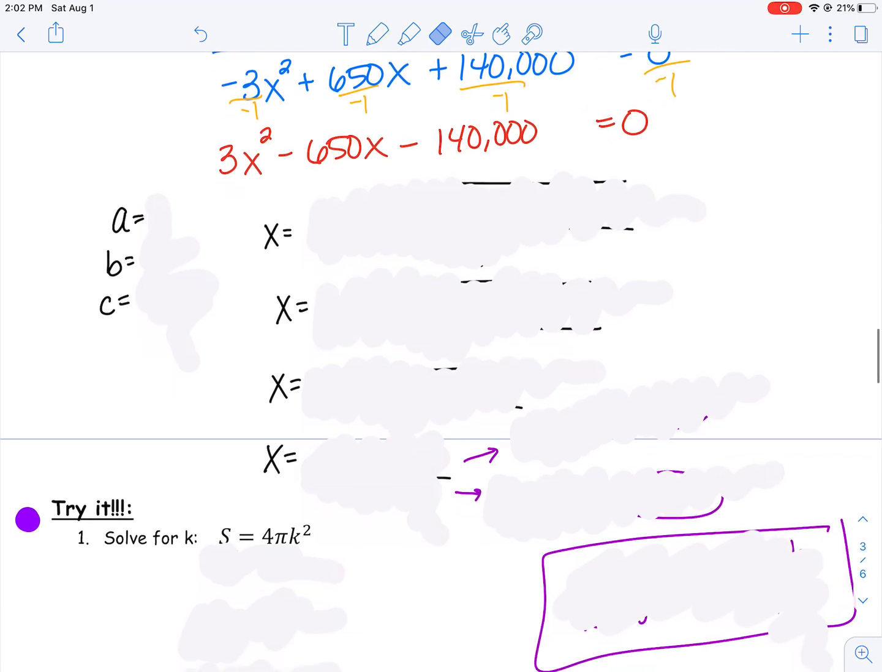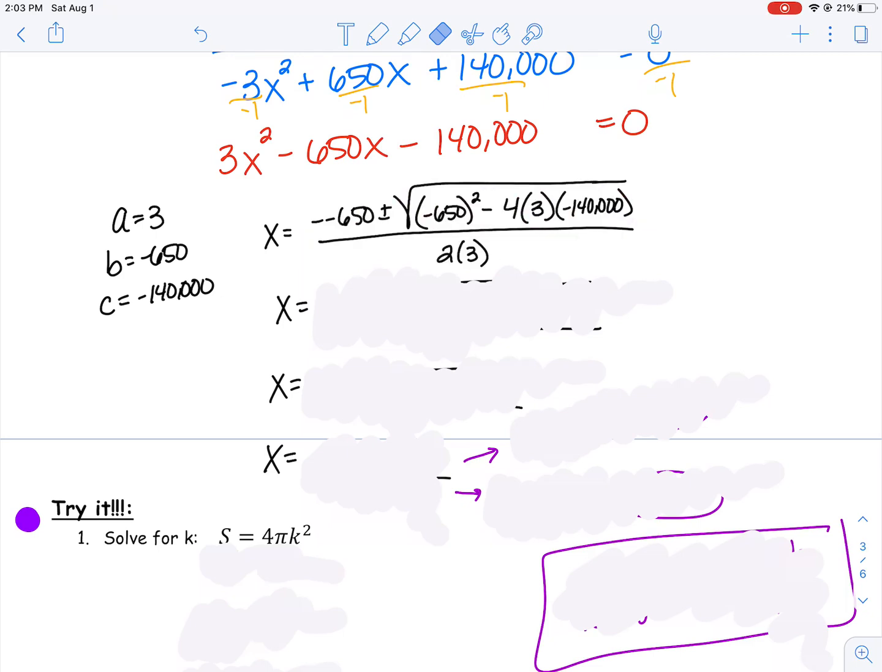So let's try that. In my quadratic equation now, my A is 3, my B is negative 650, and my C is negative 140,000. Now yes, these numbers are kind of big, but all I have to do is plug them into the formula and simplify using my calculator instead of trying to figure out factors. So using my quadratic formula, I have negative B plus or minus the square root of B squared minus 4 times A times C all over 2 times A.